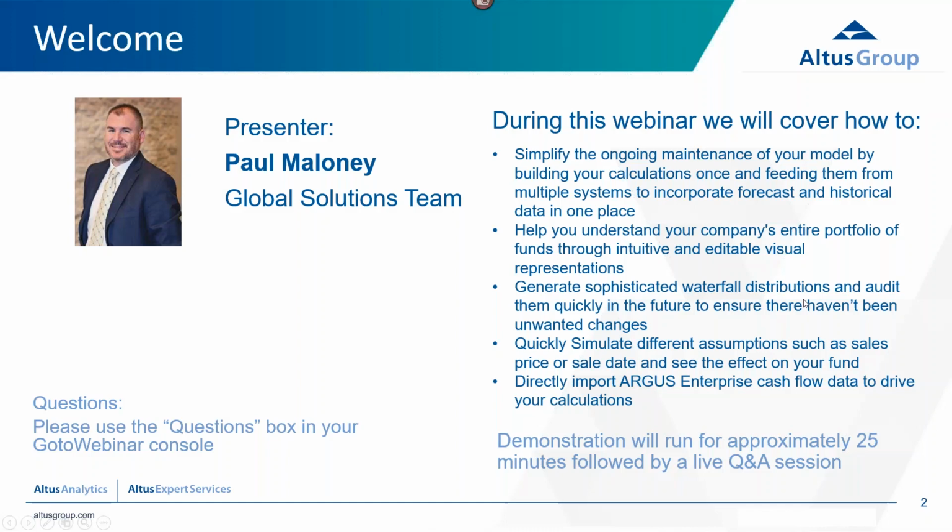During this webinar, we're going to show you how you can simplify the ongoing maintenance of your waterfall by building your calculations one time and feeding that data from multiple systems to incorporate forecast and historical in one place. We'll also help you to understand your company's entire portfolio of funds through intuitive and editable visual representations of your data. We're going to generate sophisticated waterfall distributions and audit them quickly so you can tell if they've been changed in the future. And we're going to quickly simulate different assumptions such as sales price or sales date to show you the effect that has on your fund and waterfall, as well as how data can be directly imported from ARGUS Enterprise to drive these to your fund level.